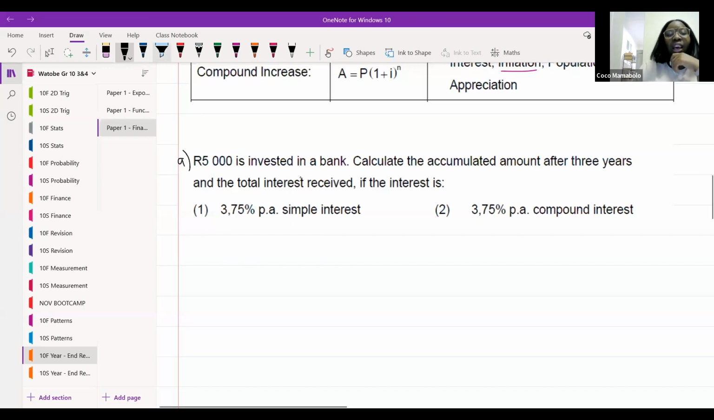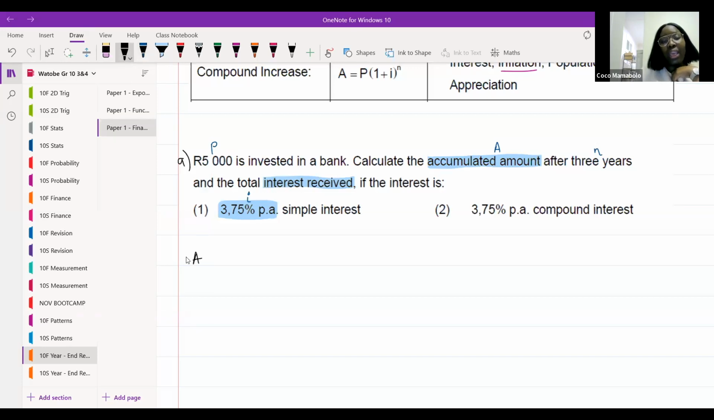This question says 5,000 Rand is invested in a bank, calculate the accumulated amount. They tell you to look for the accumulated amount. We know that's A in our formula, after 3 years, so our n is 3, and the total interest received. There are actually 2 calculations here. The interest rate is 3.75% per annum, simple interest. This is our p-value, and we're calculating for A.